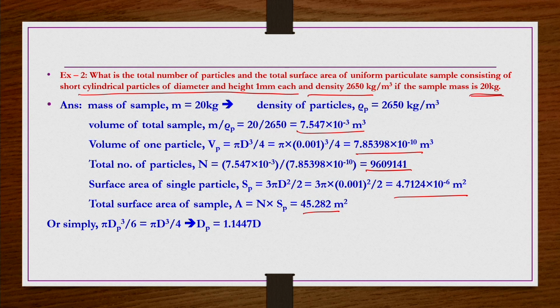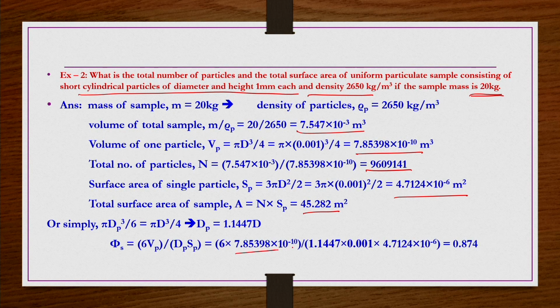So, from there dp you get 1.1447 d. At the time of calculating sphericity, we have also seen that the sphericity does not depend on the size of the particle. So, without substituting their true volume or the true surface area, we can directly substitute their formulas and get the results. But this will be a demonstration that even if you substitute the true volume and surface area of the particles, you will get phi s as 0.874. This shows that it is independent of the size anyway, right.